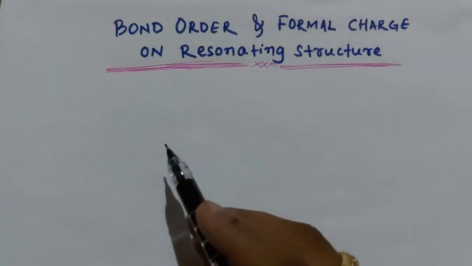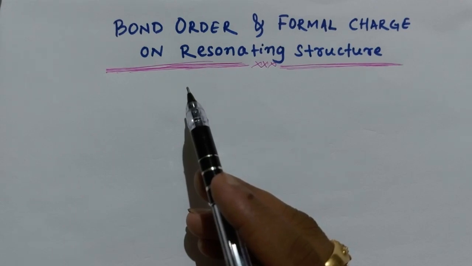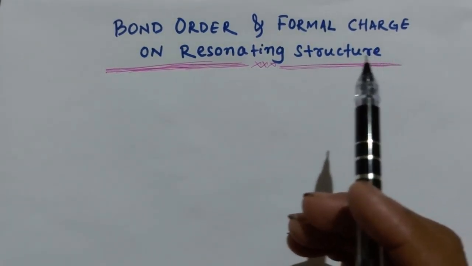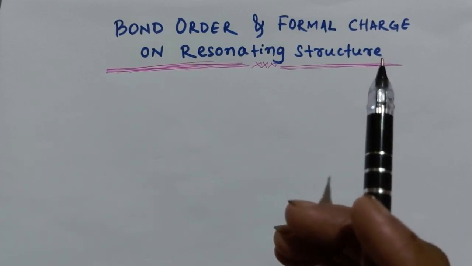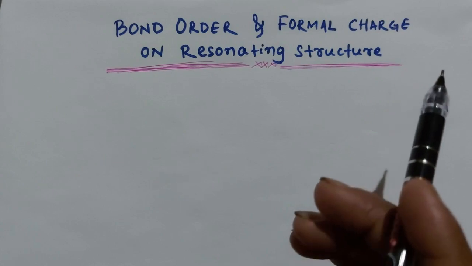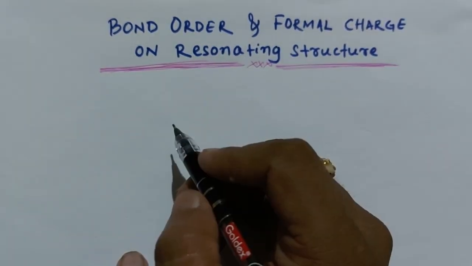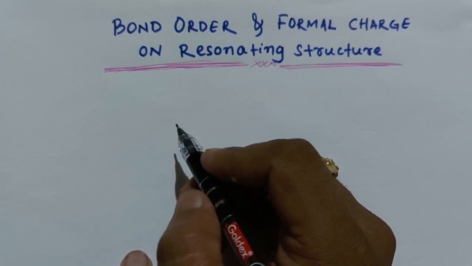Okay, so what is the bond order? Bond order is the number of bonds between two atoms, and formal charge is the actual charge of an individual atom present in a molecule or polyatomic ion. For various molecules, I have discussed how to calculate the bond order and also how to calculate the formal charge.